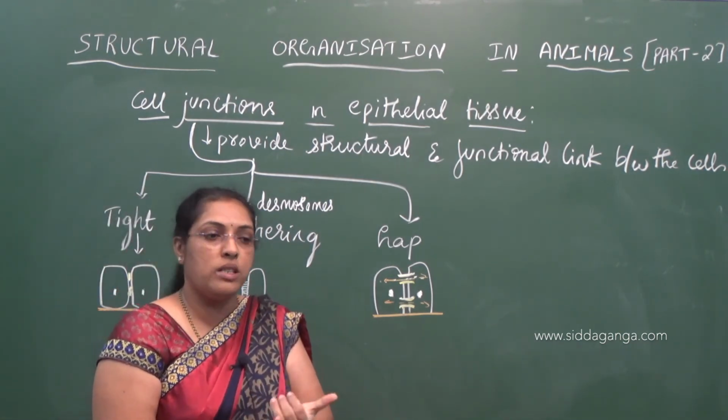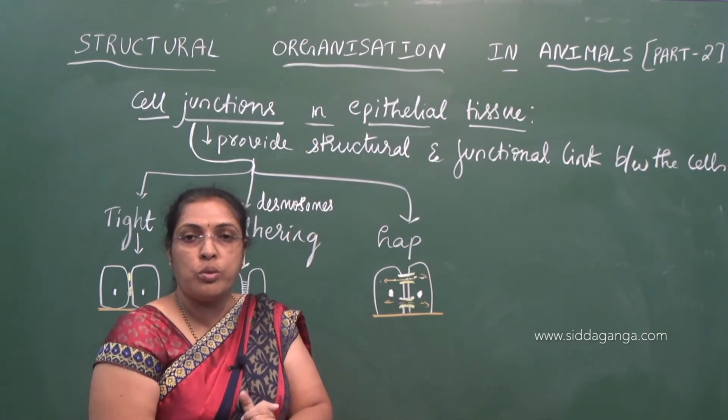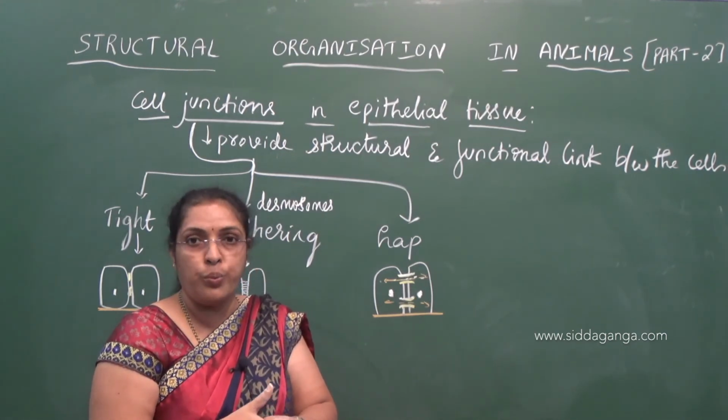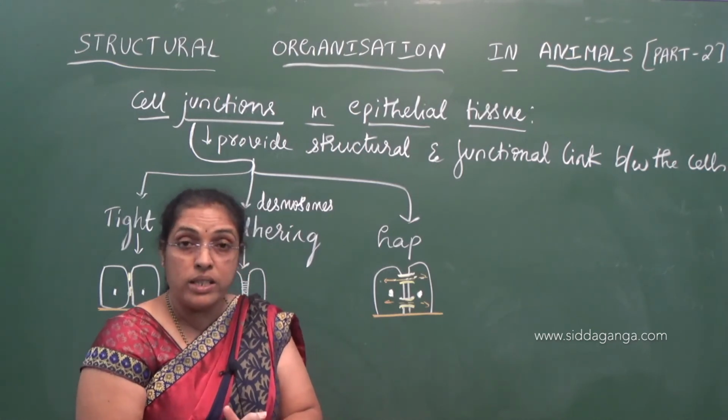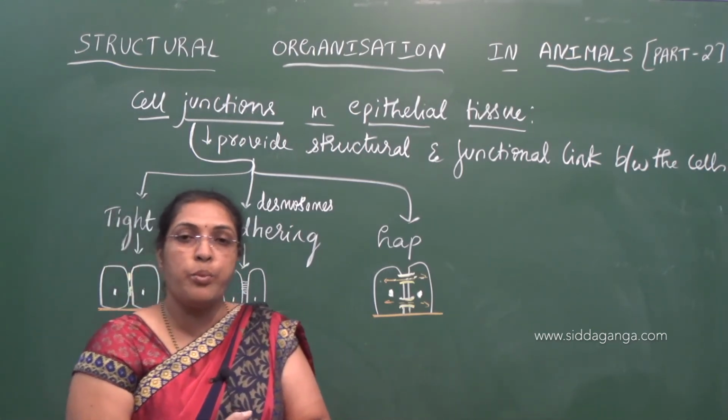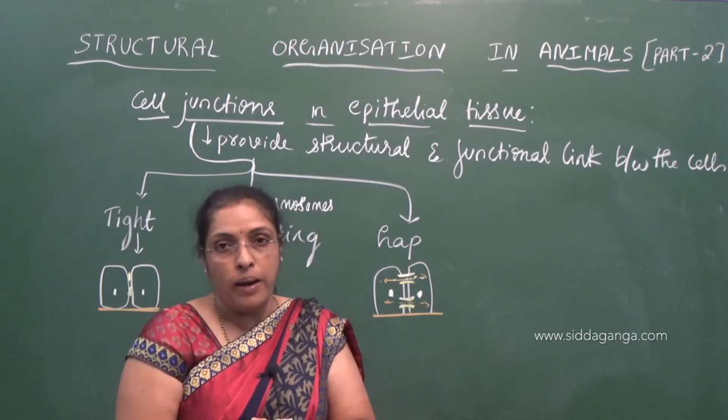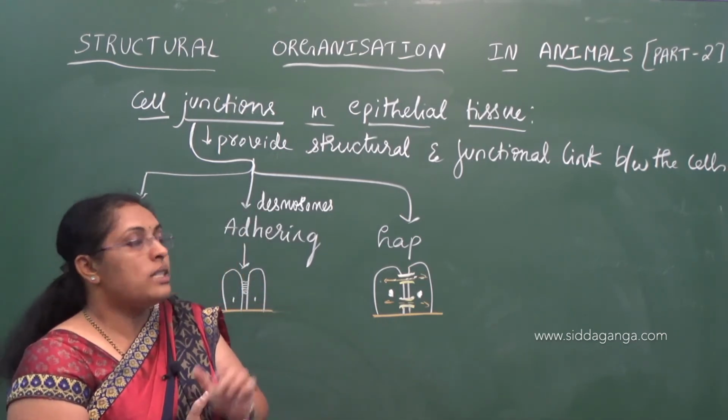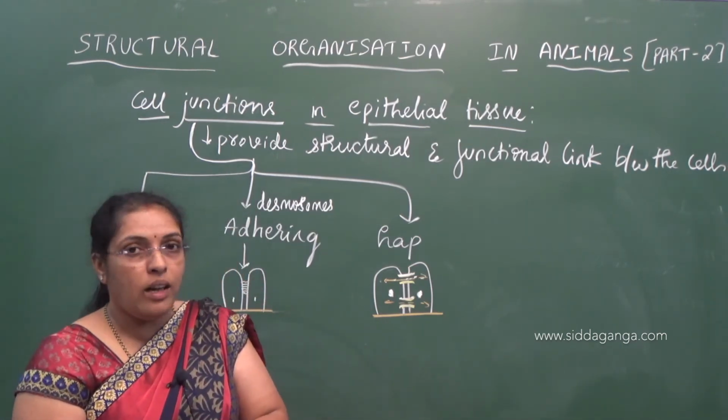So in the next class we will discuss connective tissue. Under that we will discuss loose connective tissue and specialized connective tissue, and in specialized we will discuss cartilage, bone and blood. Understood? So this completes epithelial tissue.